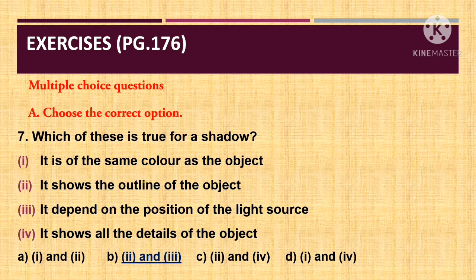Question 7. Which of these is true for a shadow? 1. It is of the same color as the object. 2. It shows the outline of the object. 3. It depends on the position of the light source. 4. It shows all the details of the object. A. 1 and 2. B. 2 and 3. C. 2 and 4. D. 1 and 4. Shadow shows the outline of the object. Shadow depends on the position of the light source. Hence, option B, 2 and 3, is the correct answer.